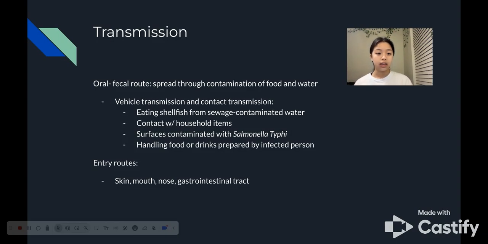This sounds a lot like contagion. Let's not let that happen. Some entry routes are going to be through your skin, through your mouth, nose, GI tract.